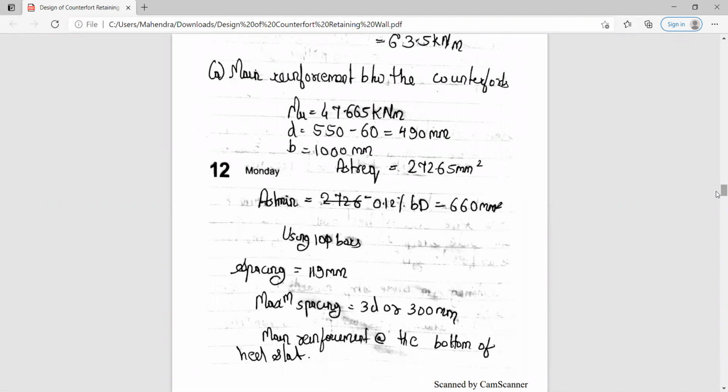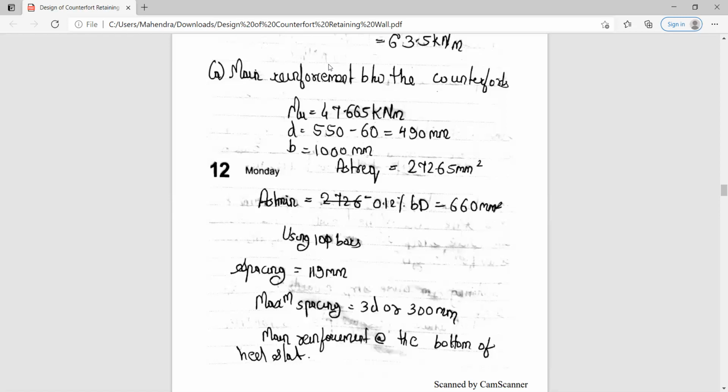so from here you can calculate Ast required. Which formula will you use for Ast required? The same, that is 0.5 fck by fy, B into D, in bracket 1 minus under root of 1 minus 4.6 Mu upon B D square fck. The grade of concrete is given to you, and all the values are known to you, that is moment, B and D. So from that you will get Ast required, that is 272.65 mm square.